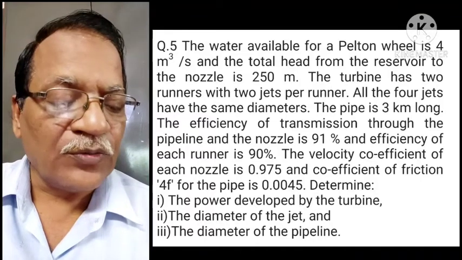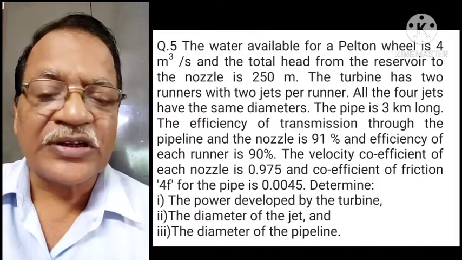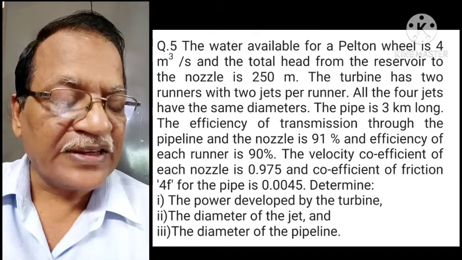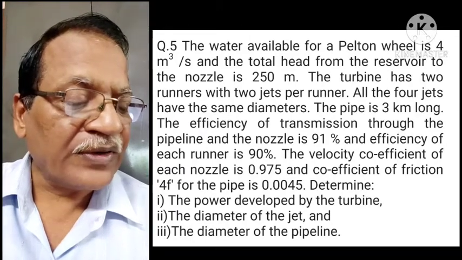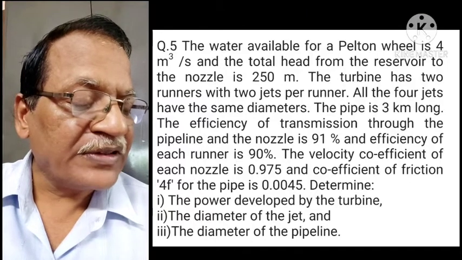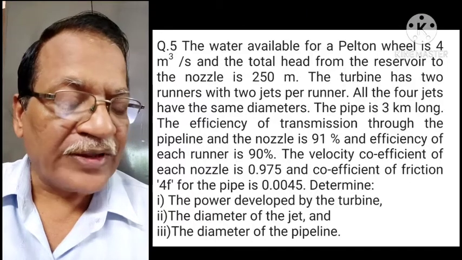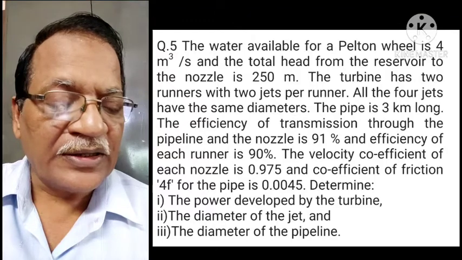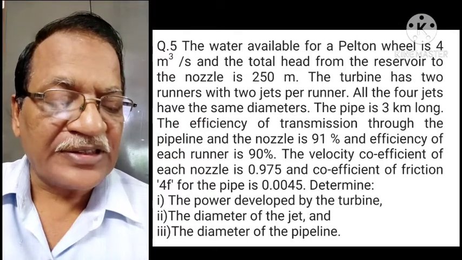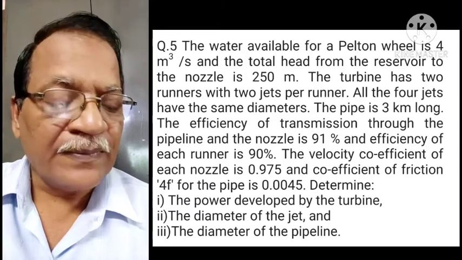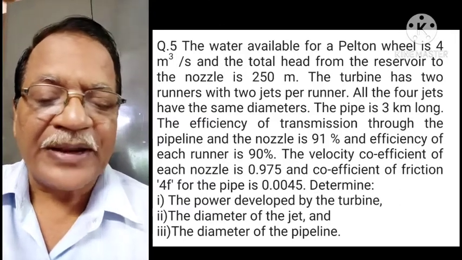The velocity coefficient of each nozzle is 0.975 and the coefficient of friction 4F for the pipe is 0.0045. Determine 1. The power developed by the turbine, 2. The diameter of the jet, and 3. The diameter of the pipeline.